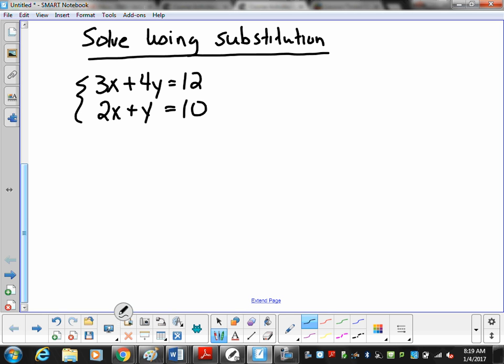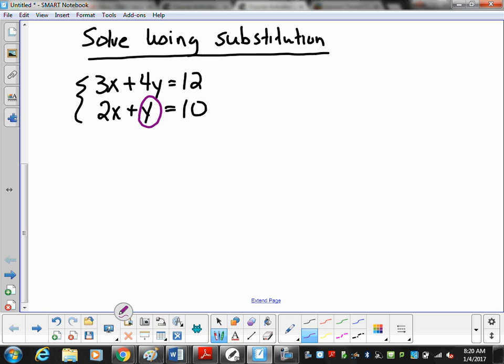In math, you have to replace it with something that's equal to. You can't just replace something that's close to. It's got to be equal to. So what substitution tells us, we're going to try to figure out what one of the variables is equal to, and then replace that variable in the other equation. And so what I'm going to look at is, I need one of the variables by itself. And that y right there is pretty close to being by itself. To get it by itself, what would I have to do?